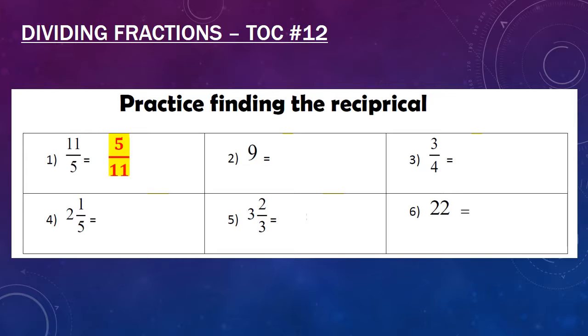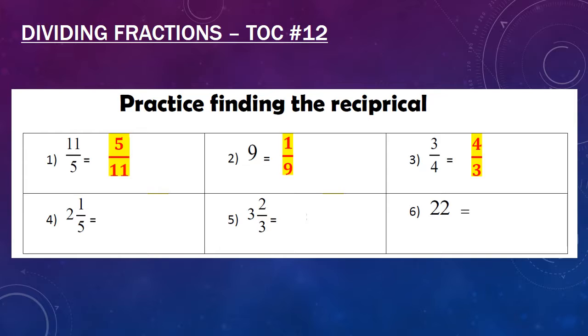For number 2, first I have to put 9 over 1 and then flip it upside down, and I get 1 over 9. For number 3, 3/4 becomes 4/3.